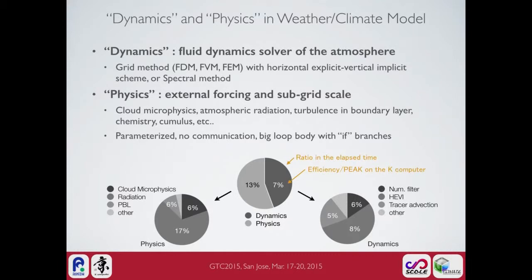These are usually parameterized with no communication between other nodes. And the codes usually have big loop bodies with conditional branches. In the NICAM case, the elapsed time ratio of dynamics and physics is nearly 50-50. The peak efficiency of the physics is larger than the dynamics, because the dynamics has stencil operation and the physics has higher computational intensity. And as you know, the weather climate model has different algorithms and different data dependency.